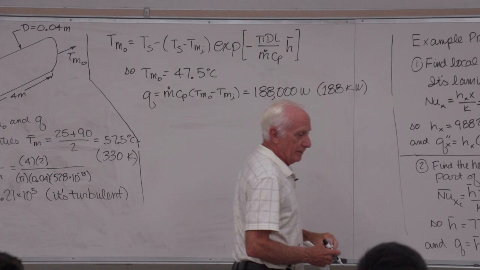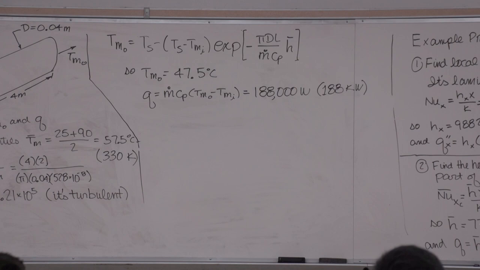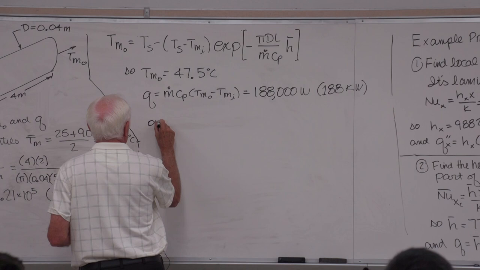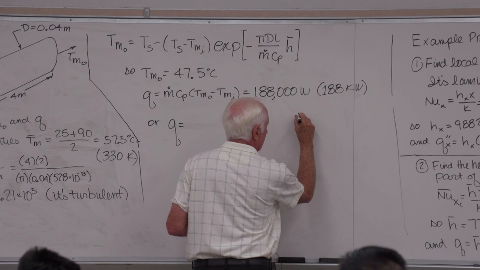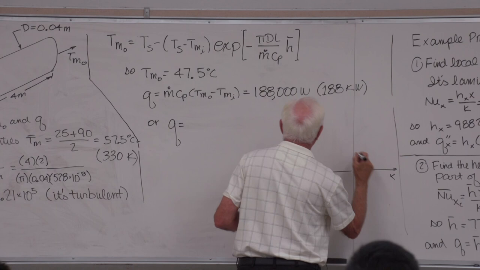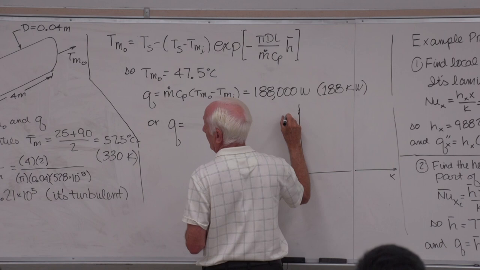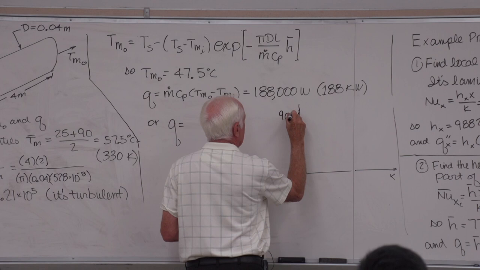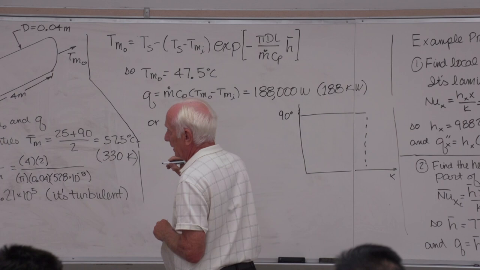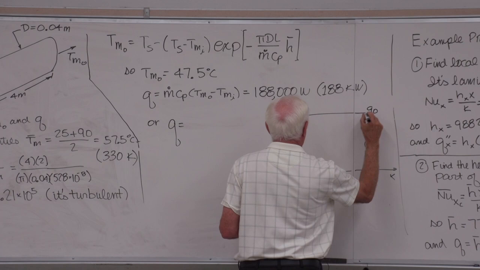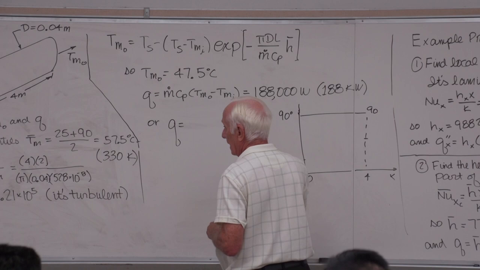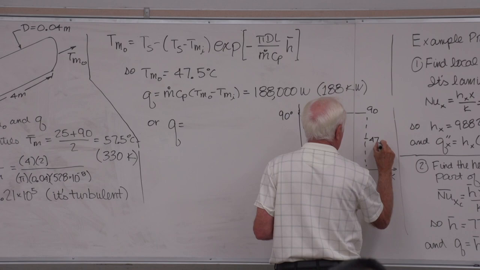If you don't want to do it that way, you can do the log mean temperature difference. And let's make a plot of this. This is constant tube surface temperature. Tube surface temperature is 90, so 90 degrees here. The tube length is 4 meters. It comes in at 25 and goes out at 47.5. So that's how the temperature looks as it goes through there.